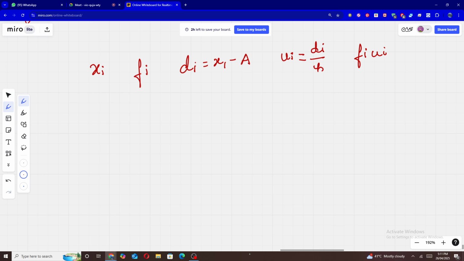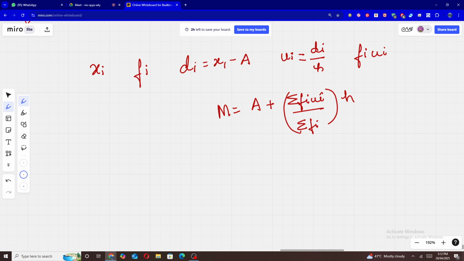Based on this, there will be a little tweaking in the formula also. Mean is equal to assumed mean plus sigma fi ui divided by sigma fi, multiplied by height. Okay?